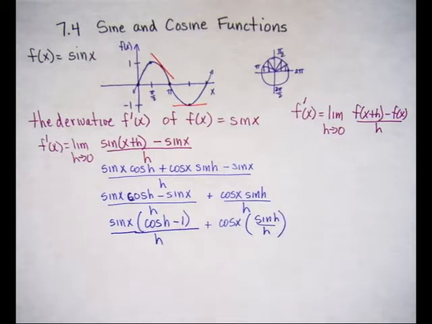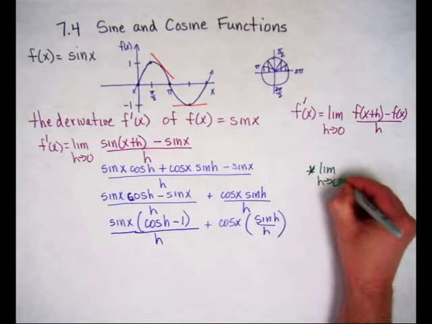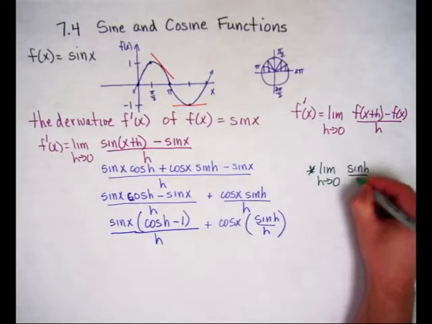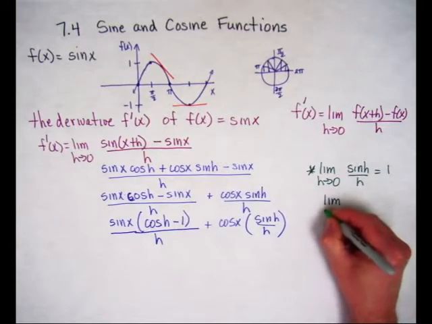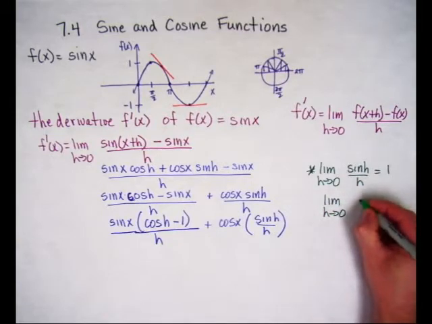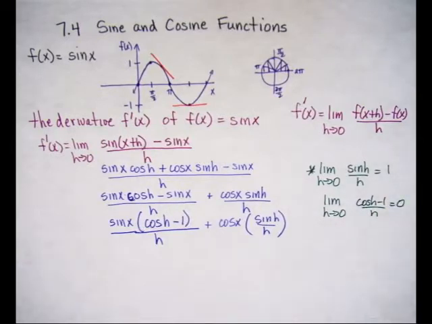Now recall from the previous section, there was what was called the fundamental trig limit. The fundamental trig limit said that the limit as h approaches 0 of sine h over h is 1. And then one of the corollaries that we developed from that was that the limit as h approaches 0 of cos h minus 1 over h is 0. You'll notice that both of those limits now appear in our derivative. And that's why we looked at those limits in the previous section.